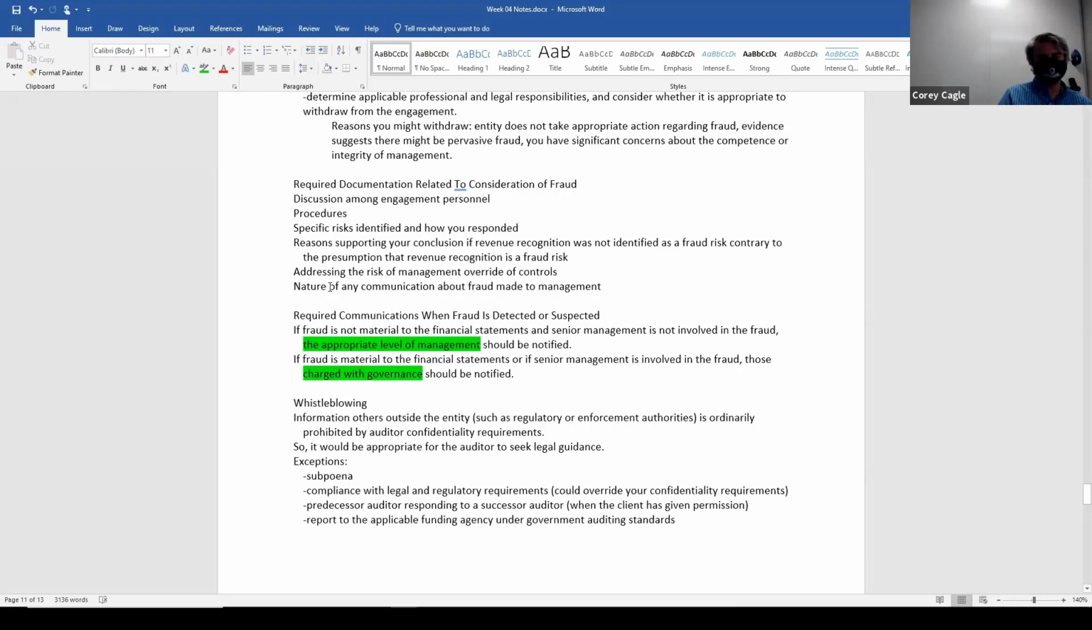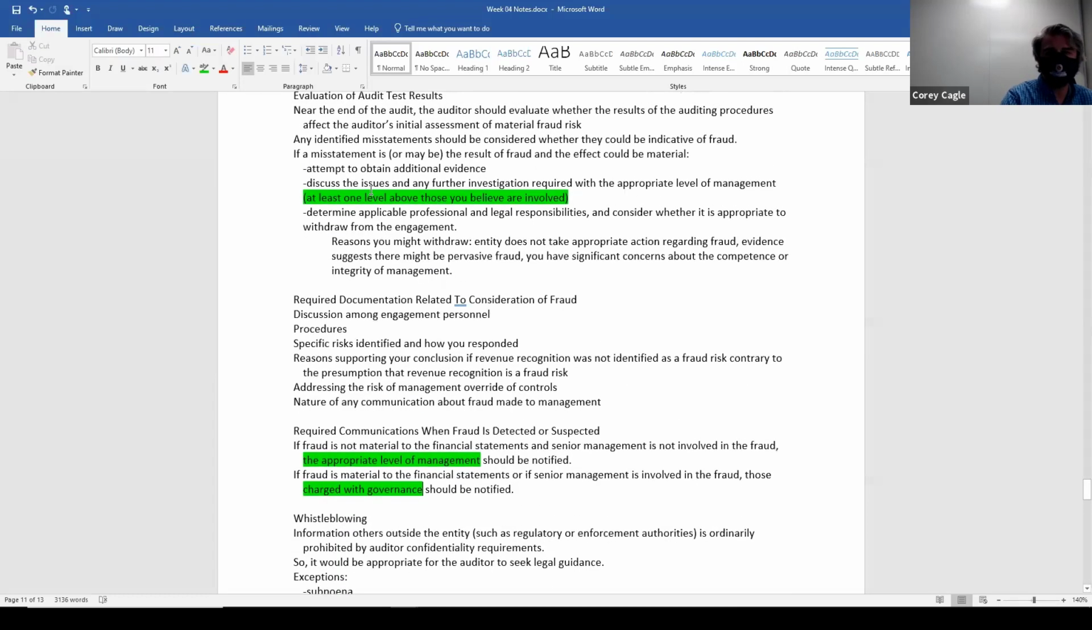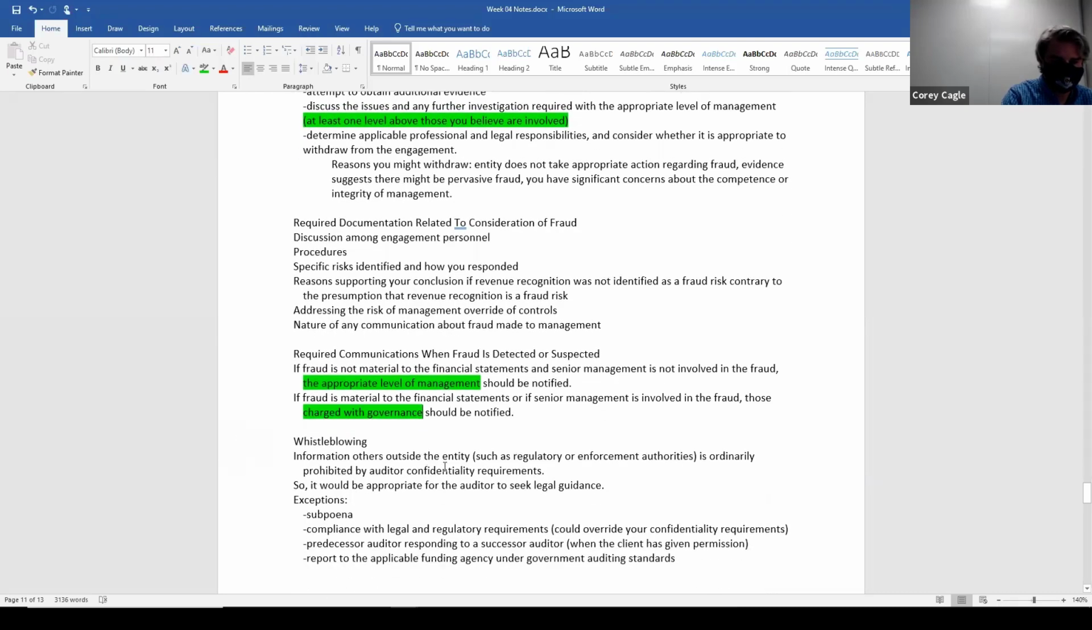So that really kind of goes back to what we highlighted here, right? The level above. But if it's material, obviously the people in charge of governance would need to know that regardless of who did it. I think that would be obvious to you.